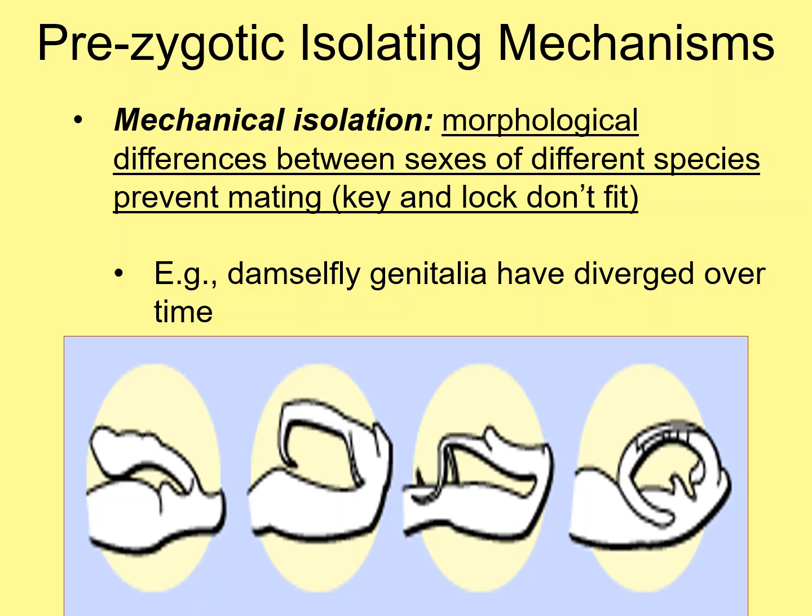A good number of our prezygotic isolating mechanisms do take some time to evolve. So quite often you will have another prezygotic mechanism like habitat isolation or behavioral isolation that evolves first, and then mechanical isolation or other kinds of similar mechanisms will evolve later on.